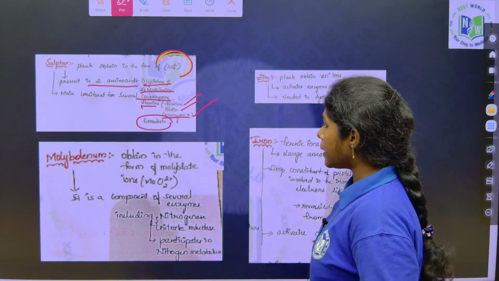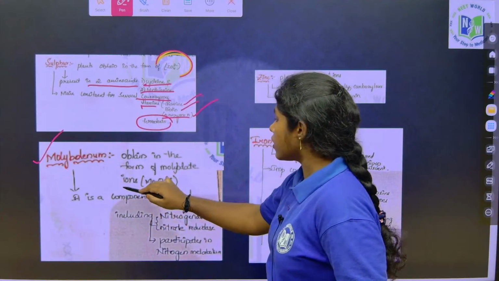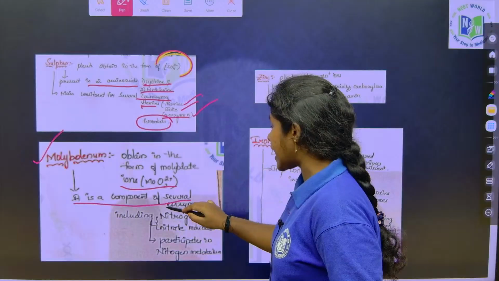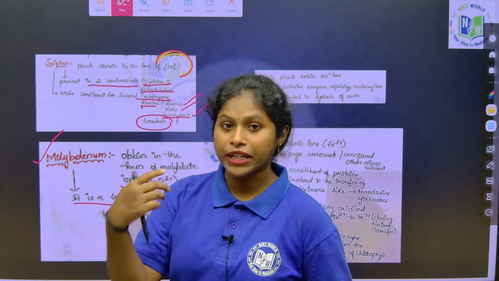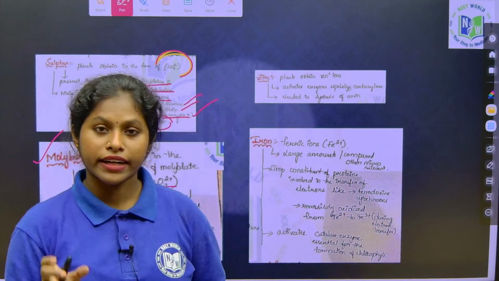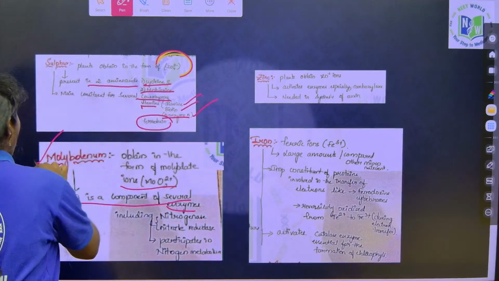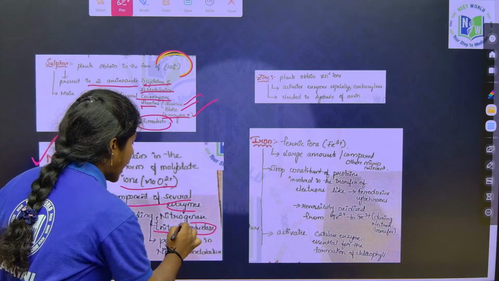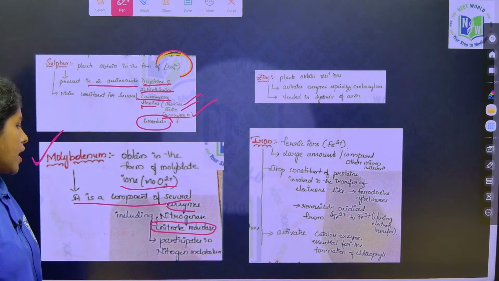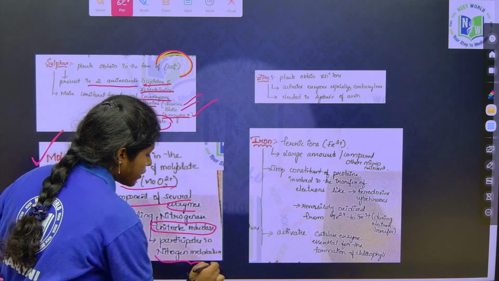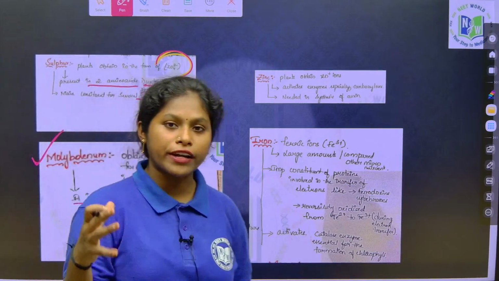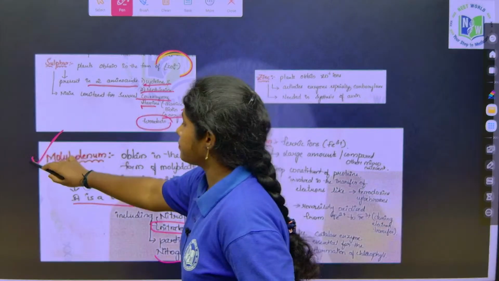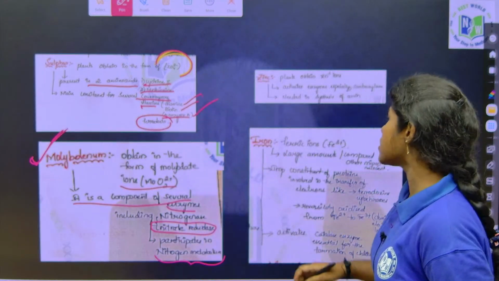Now see molybdenum. It is obtained from the soil in this form, and it is a component of several enzymes. For nitrogenase enzyme activation, one of the main important elements required is molybdenum. Got it? It is also a cofactor for the nitrate reductase enzyme. It helps in the participation of nitrogen metabolism. For the fixation of nitrogen in plants, molybdenum is one of the important elements. Got it? Now see zinc.